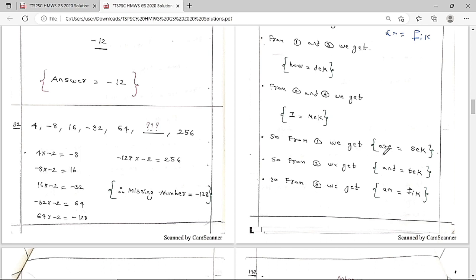So from 1 we got R is equal to 6, from 2 we got "and" is equal to "take", and from 3 we got "am" is equal to "fic". In this question, they're asking what is the code for "am". "Fic" is the correct solution of this question. So like this, you always have to do the analysis to get the solution.